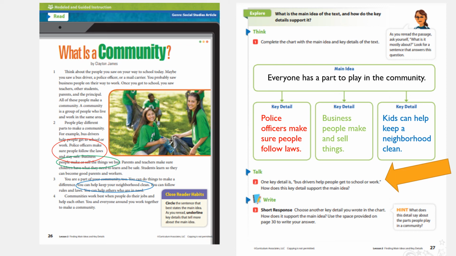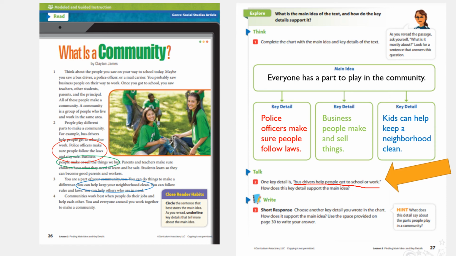It says one key detail is bus drivers help people get to school or work. How does this key detail support the main idea? So I just need to make sure that bus drivers helping people get to school or work tells me more about the main idea. I know that the main idea is everyone has a part to play in the community, and bus drivers do have a part to play in the community because they help people get to school or work. So this key detail does support the main idea by explaining what part or role bus drivers play in our community.